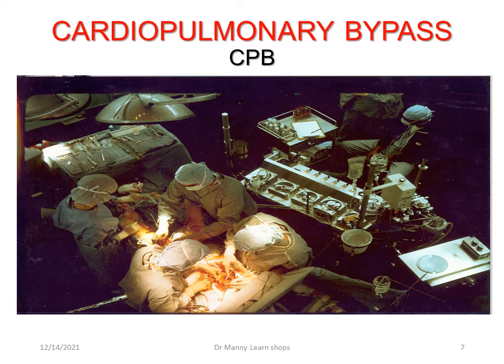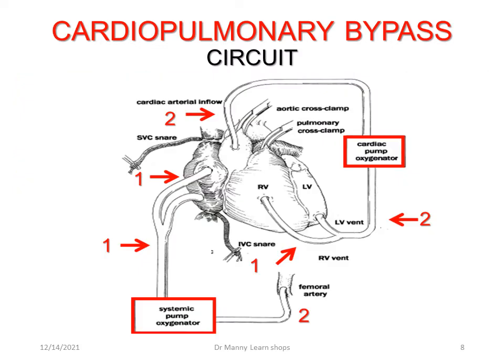Cardiopulmonary bypass was essentially first developed, as we mentioned previously, by Dr. John Gibbon in the early 50s. When we look at the cardiopulmonary bypass circuit, essentially it consists of a pump and an oxygenator. There are cannulas inserted into the right atrium to take blood from the superior vena cava and the inferior vena cava. It pumps it to the oxygenator, which is the artificial lung, and then it allows it to be returned to the aorta.